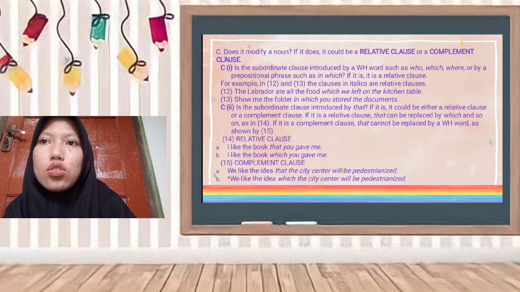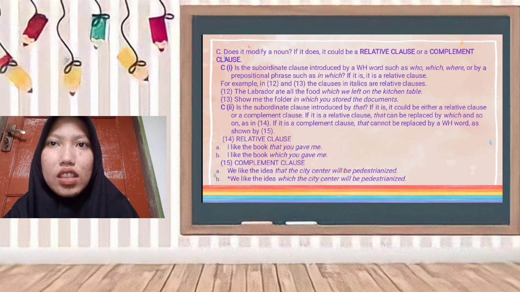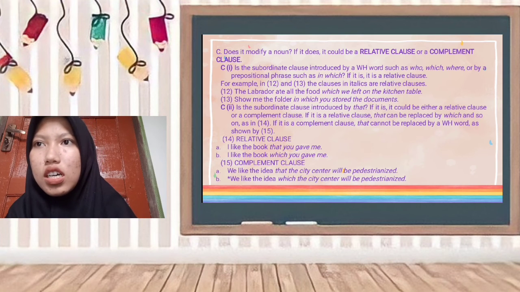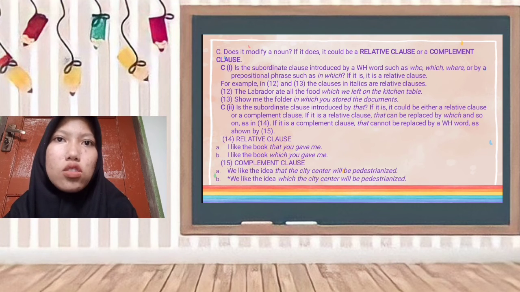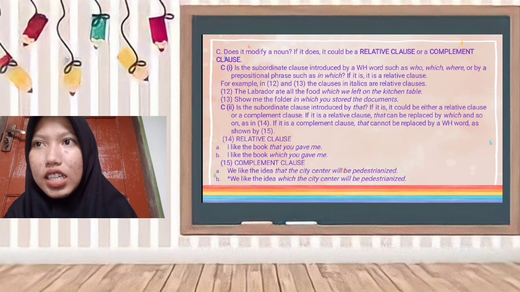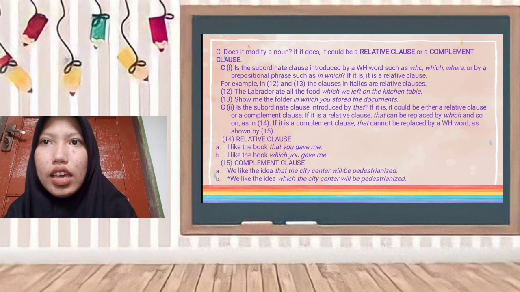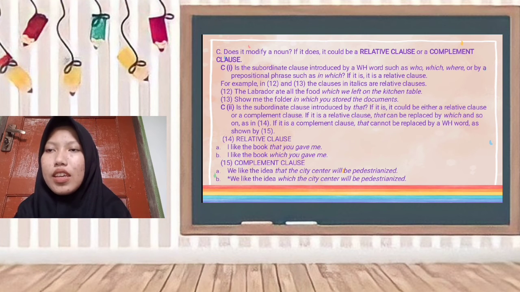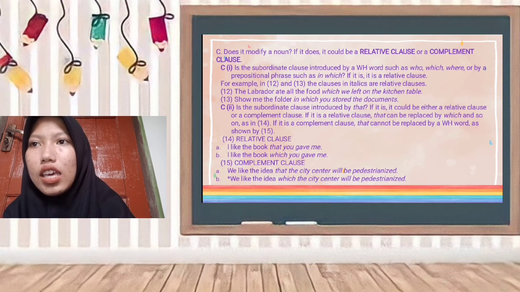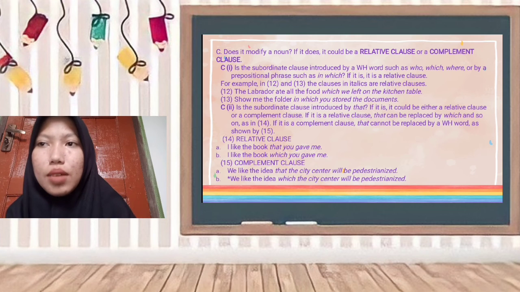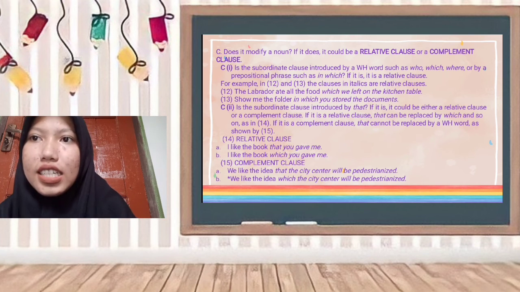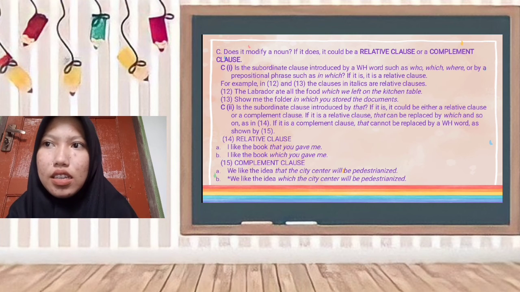C2. Is the subordinate clause introduced by that? If it is, it could be either a relative clause or a complement clause. If it is a relative clause, that can be replaced by which and so on, as in number 14. If it is a complement clause, that cannot be replaced by a WH word, as shown by number 15. Number 14. Relative clause. A. I like the book that you gave me. B. I like the book which you gave me. Number 15. Complement clause. A. We like the idea that the city center will be pedestrians. B. We like the idea which the city center will be pedestrians.